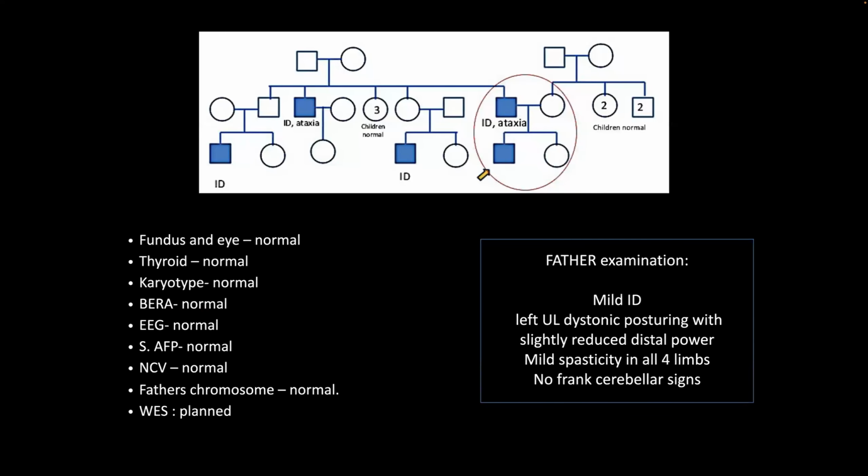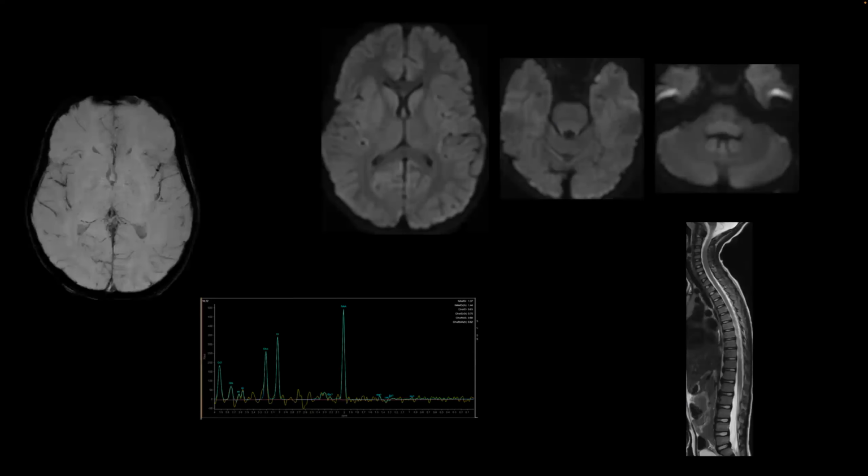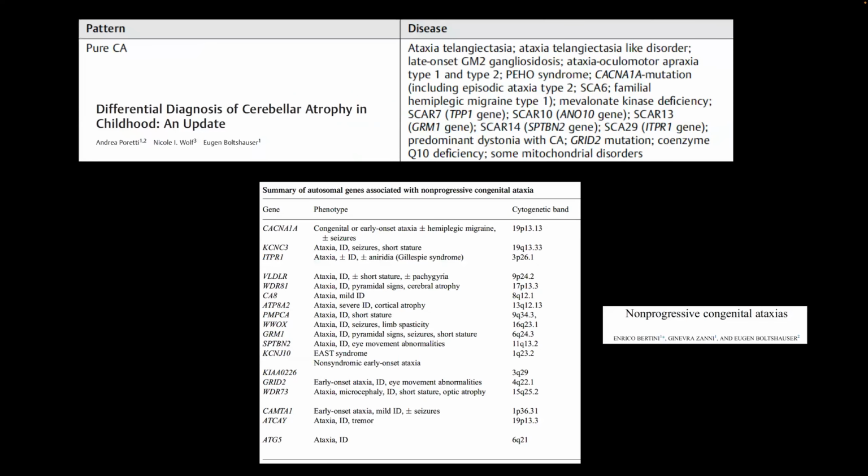There is now a considerable number of genes, dominant, recessive, X-linked, responsible for so-called non-progressive congenital ataxias, and this would probably be the next step to do. I can add that, of course, this is not an entity in terms of genetics and clinical situation, but overall, children with congenital ataxia have a higher prevalence of intellectual disability, of microcephaly, of autistic features, and of seizures. Also short stature, if I forgot to mention.